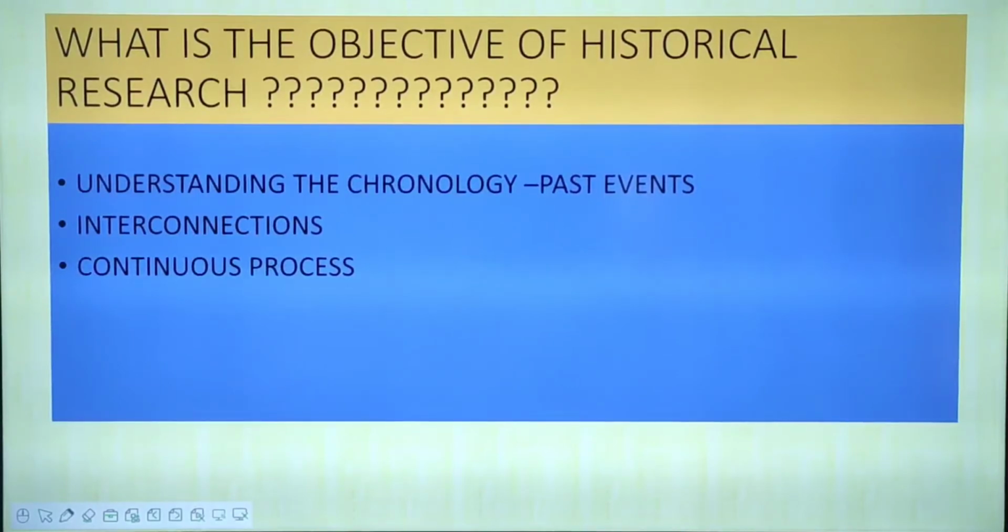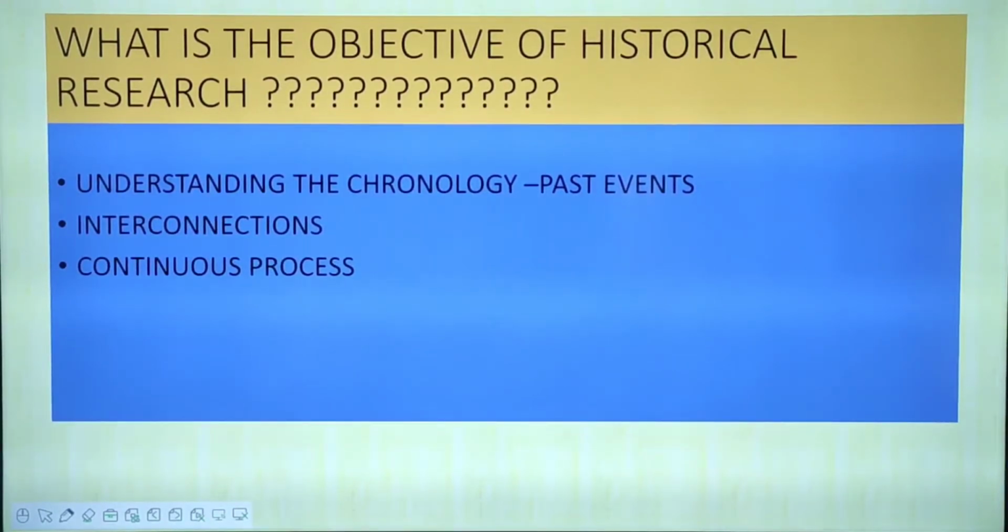First is basically you need to understand the chronology. Chronology means the events, the happening of the events. When did the event take place? When, what, all these events. But just take a look at the screen. It's past events. We're talking about the past. I'm not talking about the present.